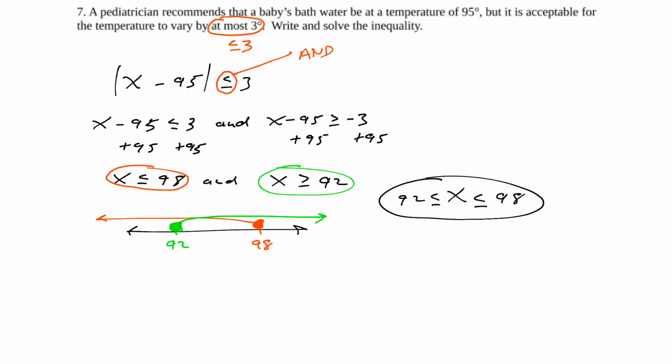So that means it's acceptable for the temperature of the water to be between 92 and 98 degrees, and because of the equal to bars, it could also be equal to 92 or equal to 98.